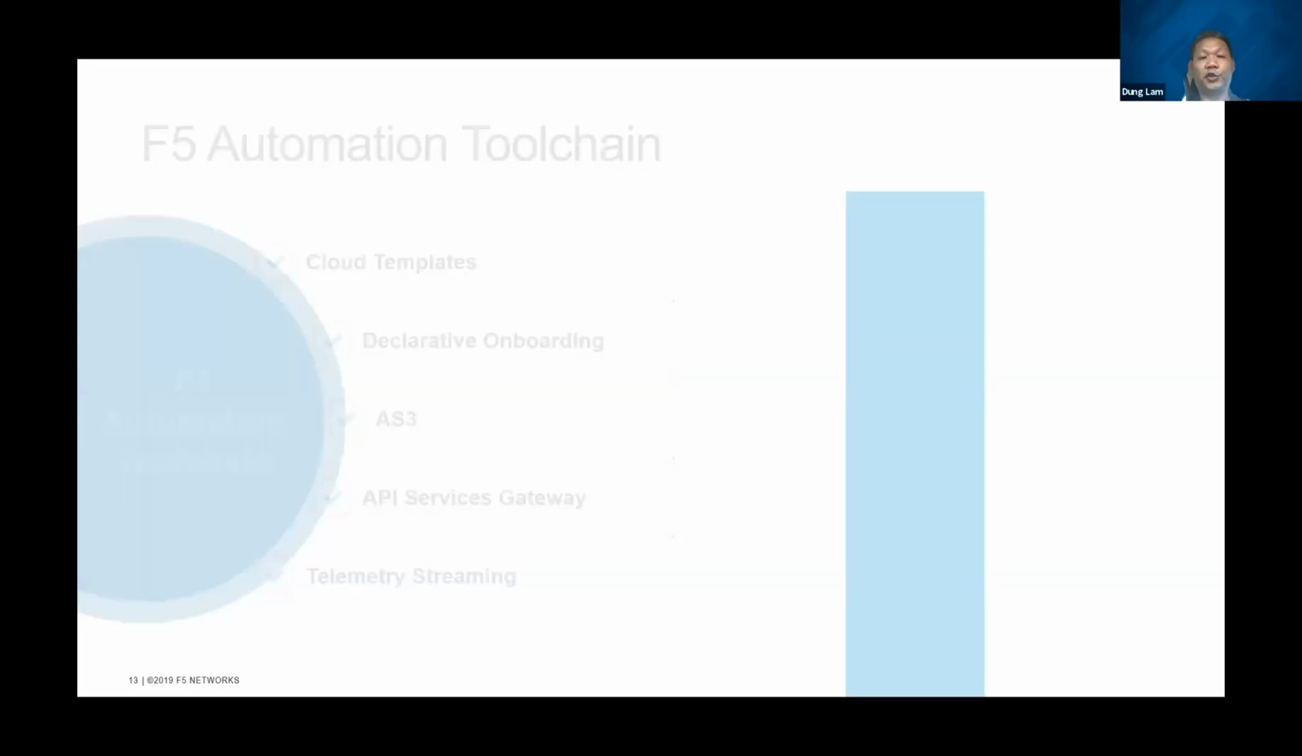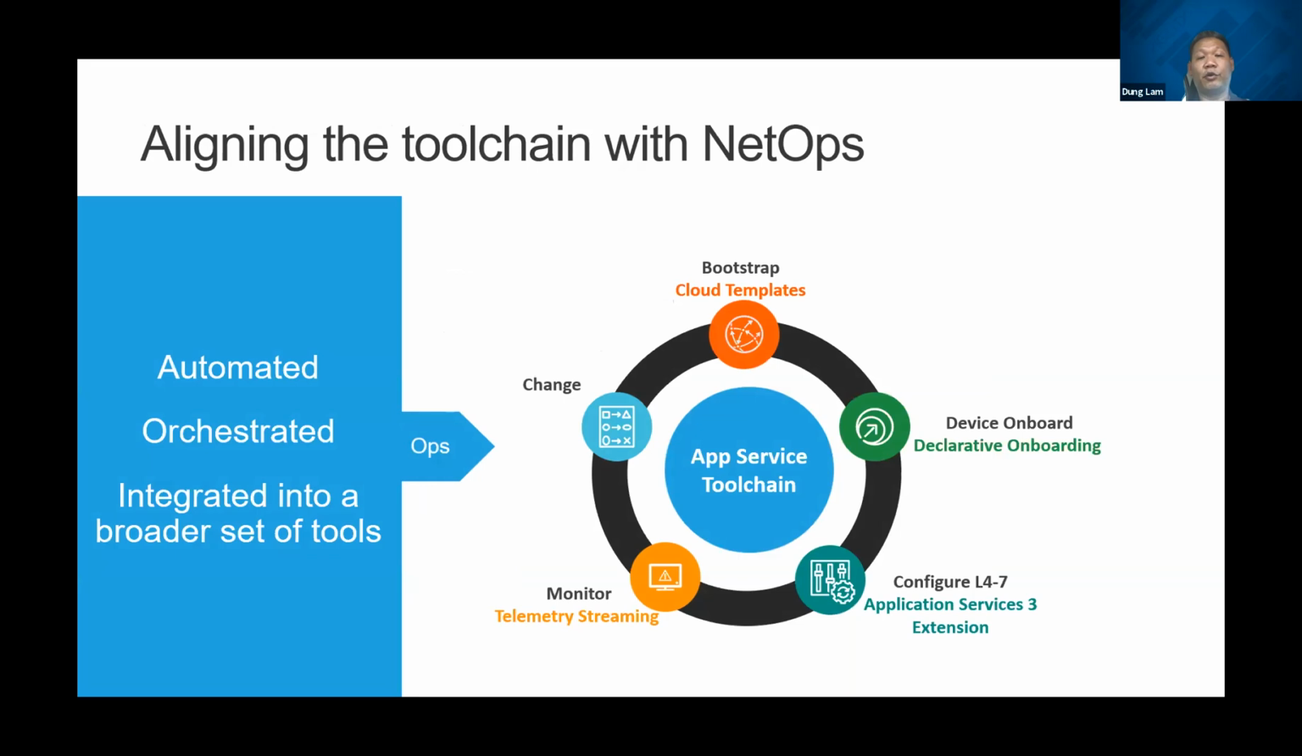All right, so let's circle back to the previous diagram to see where all this fits, right? Cloud templates, think of that as the bootstrap portion, and this will be for the virtual edition, right? We're talking about automation. Much of automation has to rely on the virtual editions because of their agility. Declarative Onboarding is what would map to device onboarding. AS3 would map to where you configure your L4, L7 services, and Telemetry will be where you do your monitoring.